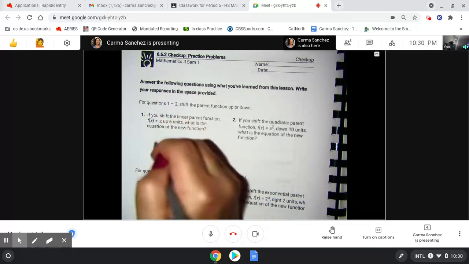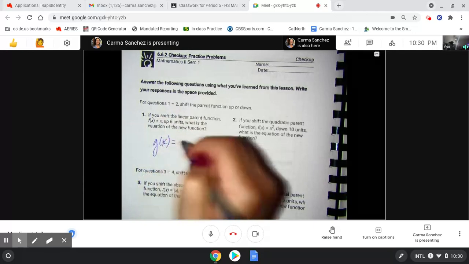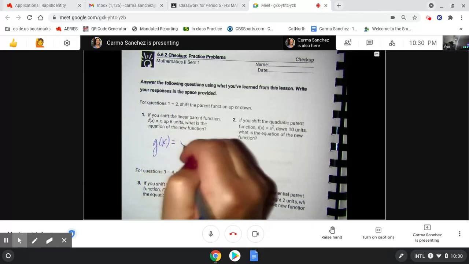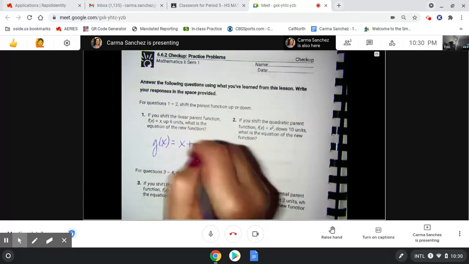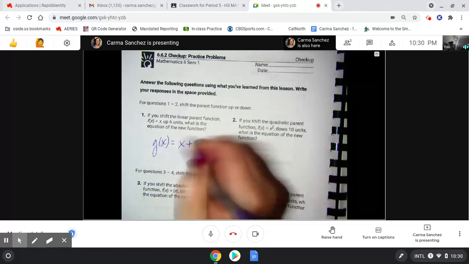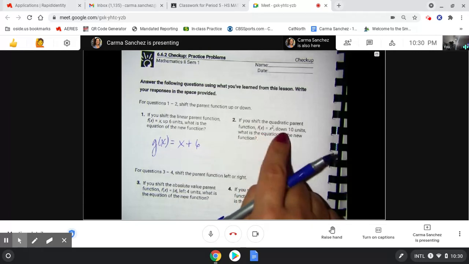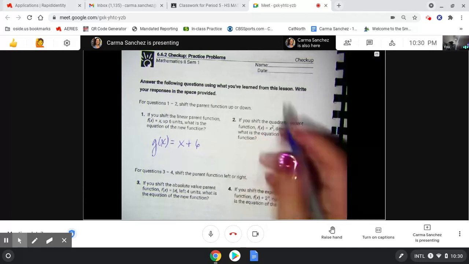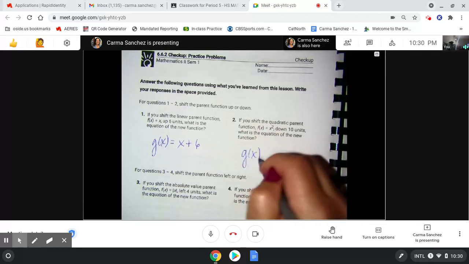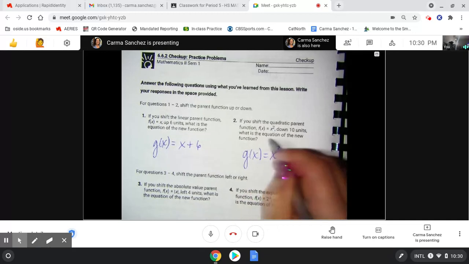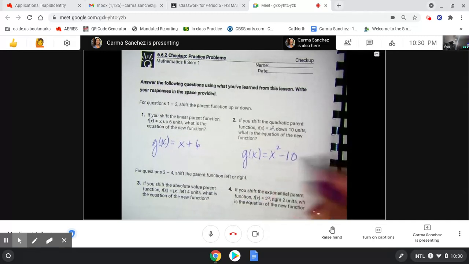So the new function g of x is the original function, x, shifted up 6. So just plus 6, done. If you shift this quadratic parent function down 10 units, what's the new equation? So new function g of x, take the original, shift it down 10. Done.